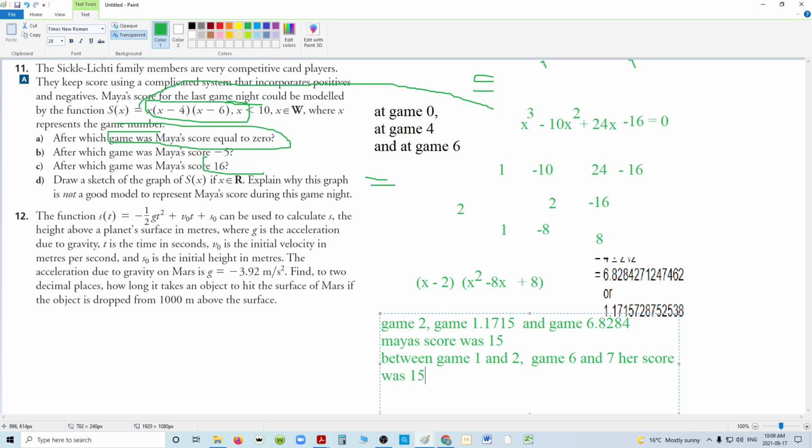So our question is, draw a sketch, explain why this graph is not a good model to represent Maya's score during the game night, and it's as I said, you cannot use these decimal places for the games. She only had game 1, 2, 3, 4, 5. You don't ever say, oh, it's hockey night tonight, they're on game 7.68429. So technically only game 2 did she have a precise score of 16. And we'll see what it says here.